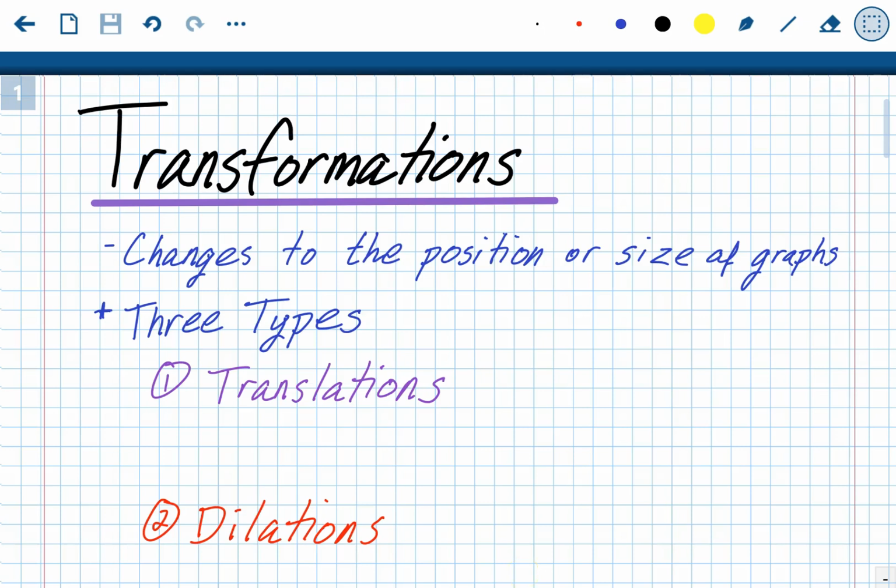Okay, guys, today we're going to talk about transformations. I always do transformations after the quadratic forms because, once we get into this, one of the forms is going to kind of appear. It's going to look familiar to us. I always wait until we get vertex form before I do transformations.